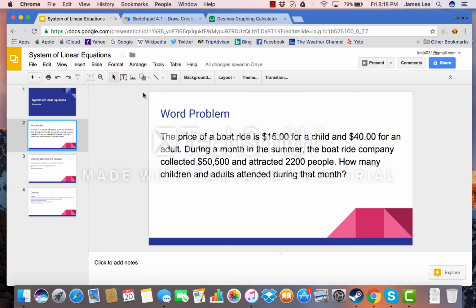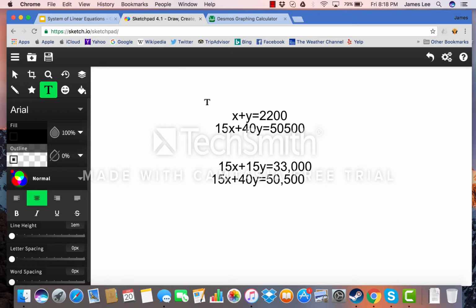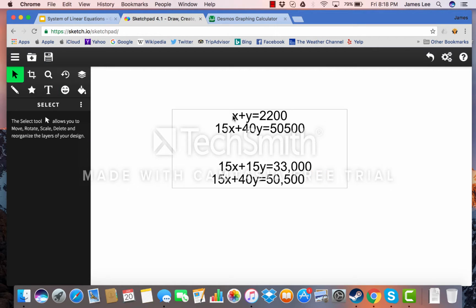So what we can do here is we can create two equations, one for the number of people that went to the boat ride during the summer, and the amount of money collected. For the children, we can create the equation x plus y equals 2,200, where x is the number of children and y is the number of adults.